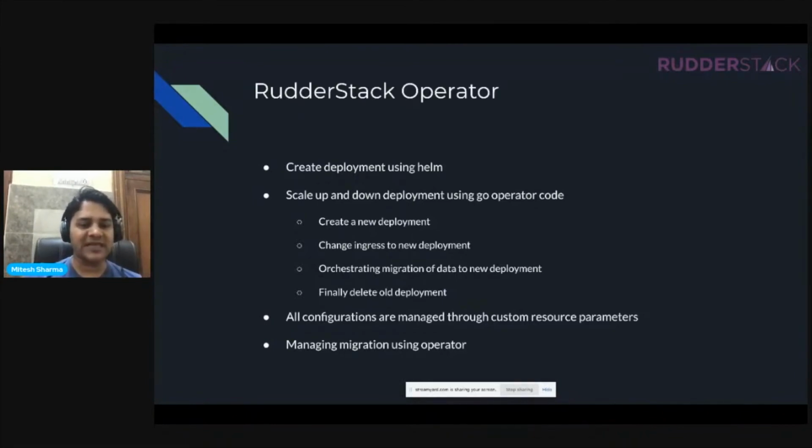So if I go step by step, whenever we need to scale up or scale down, we first create a new deployment. We change the ingress to the new deployment, so all new events will go to the new deployment. We wait until whatever data is flushed, and whatever the remaining data is, we migrate it to the new deployment, and we finally delete the old deployment.